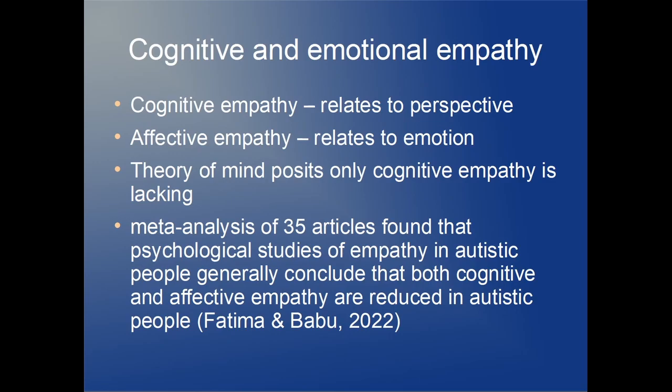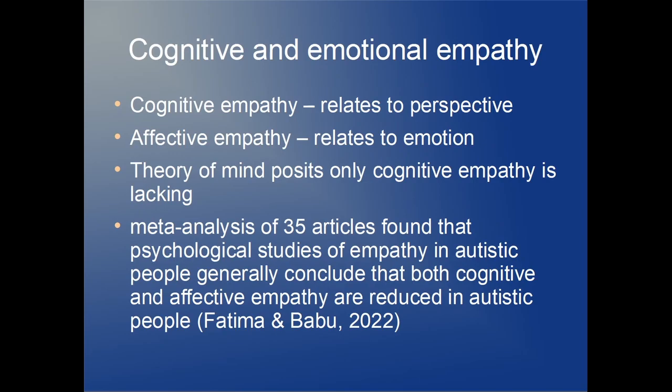Now, historically, autism science has mainly looked at cognitive empathy, but a recent study of 35 articles on autism and empathy by scientists, psychologists typically, found that generally both cognitive and affective empathy are reduced in autistic people. So I'm not saying those studies are correct, I'm just saying that there's been disagreement among scientists as to which of these is lacking in autistic people. But if we look at enough articles, generally the indication is that both of them are lacking.